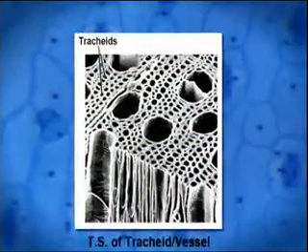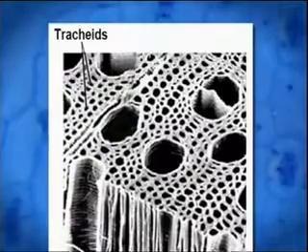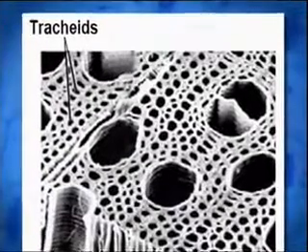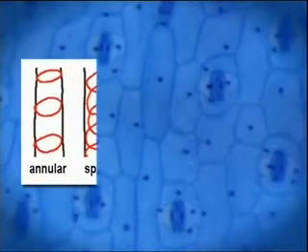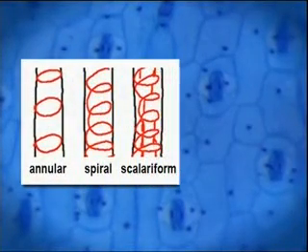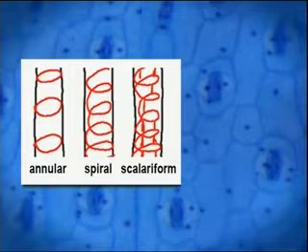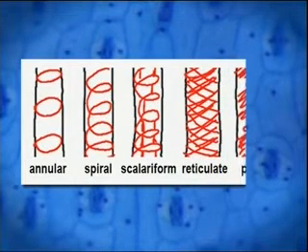Their walls are hard with lignified secondary wall material. At maturity, a tracheid is non-living and empty without protoplast. In transverse section, the tracheid is mostly seen angular but may be rounded also. The thickening may be annular, spiral, or scalariform in primary xylem and pitted in secondary xylem or metaxylem.